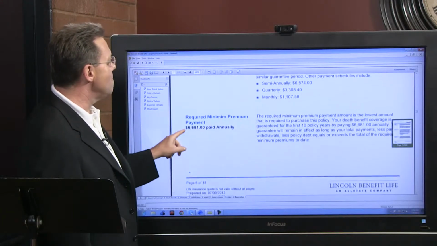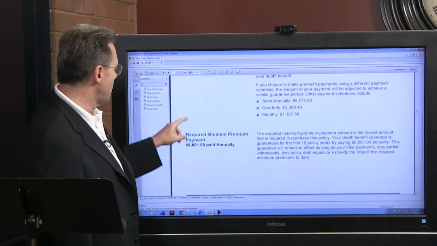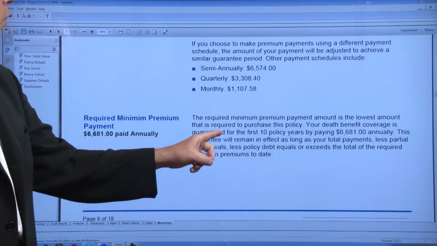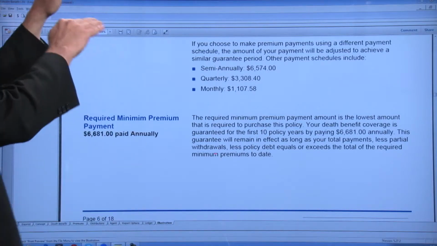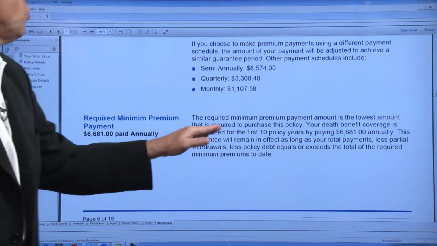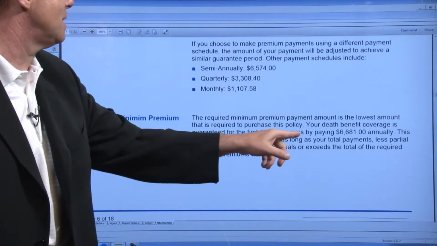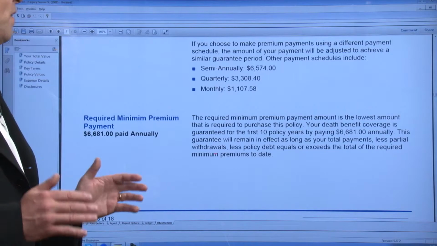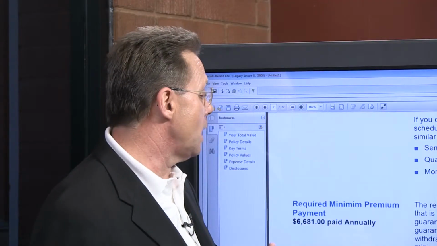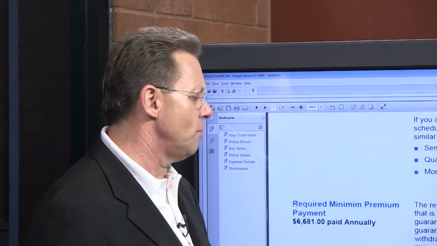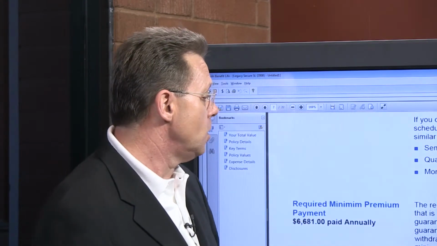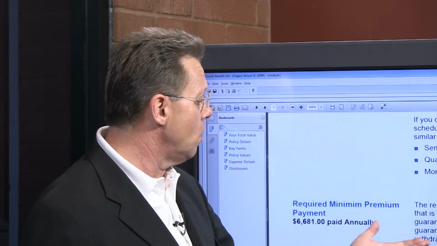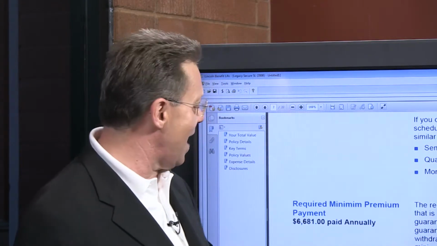Here's the required minimum. Now watch this. Oh, I don't want to bypass that. The required minimum premium payment is the lowest amount that's required to purchase this policy. So we're at the guarantees, but what if you wanted to get in lower? You could actually pay, for the first 10 years, $6,681, and it will remain in effect as long as the total premiums, less any partial withdrawals, and that's not going to happen if you're really doing this for the long haul, but if it did, less any debt, equals or exceeds the total amount of required premium. So as long as you don't take any money out, that number is right.